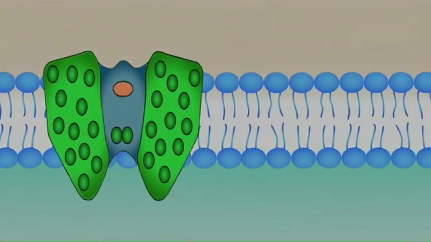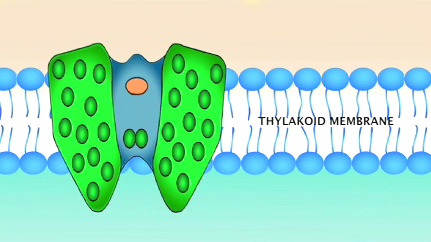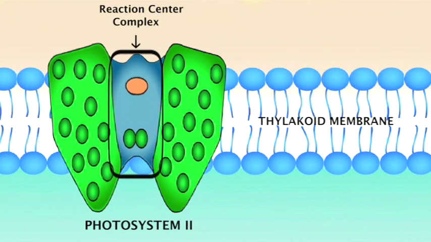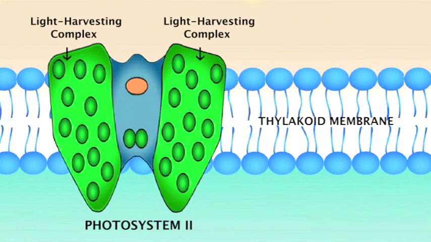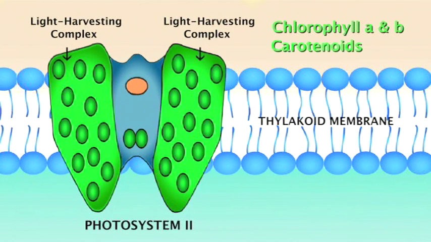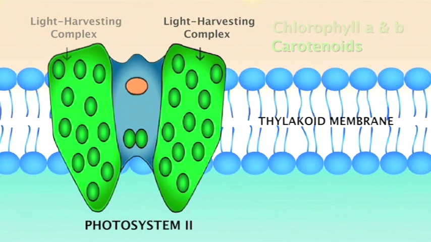The first complex at work in the light-dependent reactions of photosynthesis is photosystem II. It consists of a reaction center complex, surrounded by several light-harvesting complexes. Each light-harvesting complex contains various photosynthetic pigment molecules, including chlorophyll a and b, as well as light-absorbing compounds called carotenoids, all of which are bound to special proteins.